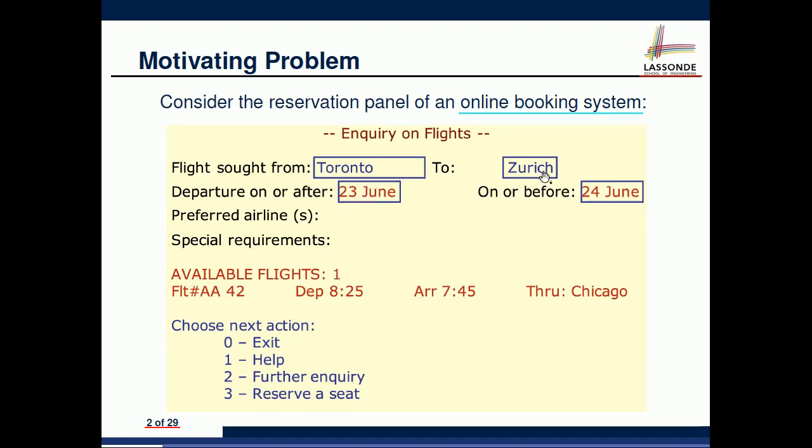After you have entered the information, you are able to key in 0 to say I want to exit, I don't want to continue anymore. I can say 1, show me the help page. I can say number 2, I want to do a little bit further inquiry. Number 3, I want to reserve a seat for these particular dates. And of course, if I go for number 3, I go to another page.